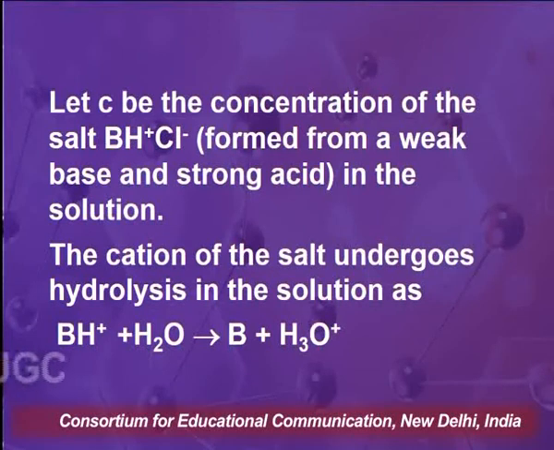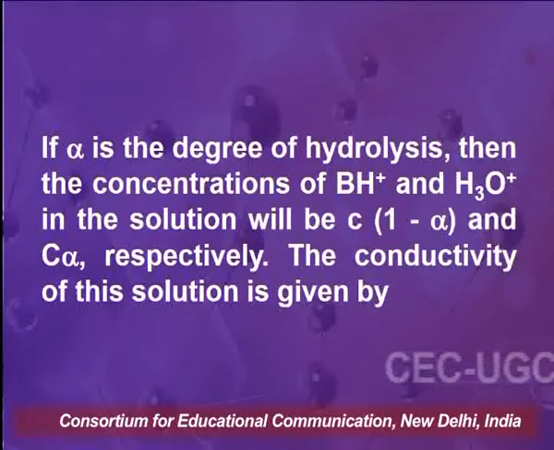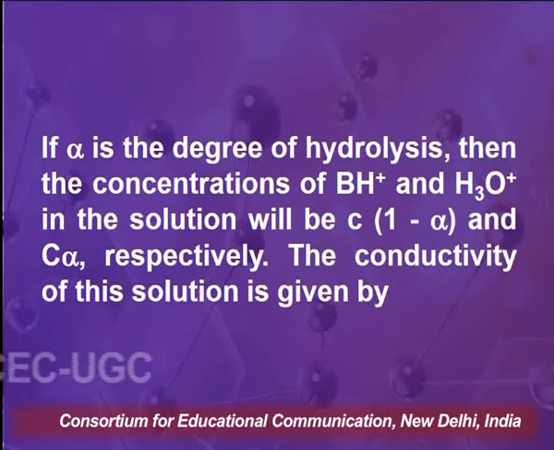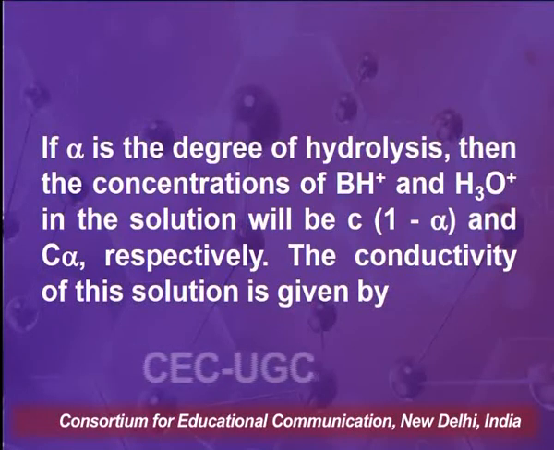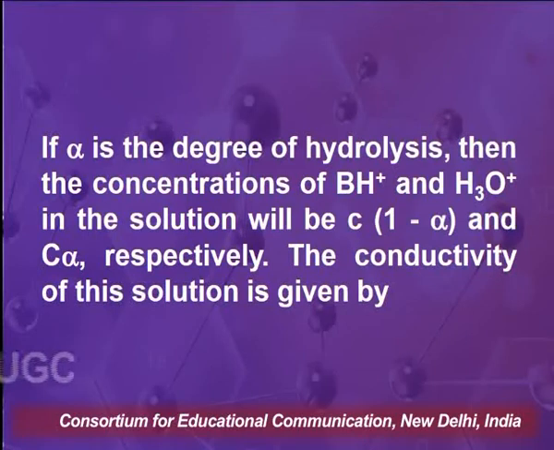According to the equation, BH plus plus H2O gives B plus H3O plus. Let alpha be the degree of hydrolysis, and the concentrations of BH plus and H3O plus in the solution will be C into 1 minus alpha and C alpha respectively.